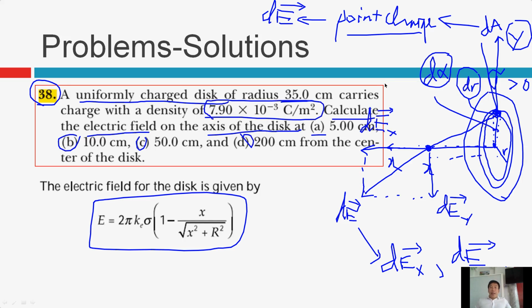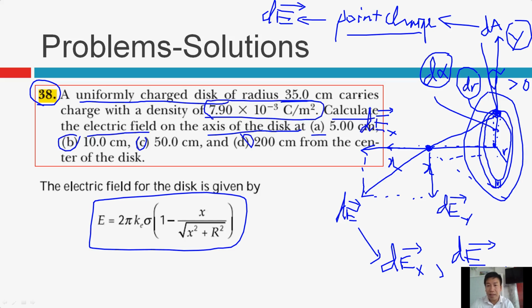Based on the symmetry, can you tell me what happened with dEx and dEy? If you rotate the A around the x-axis, you rotate in this direction. So, what happened with dEx? What happened with dEy? Can you see? For example, if you rotate in this position, I assume that you rotate it in this direction.